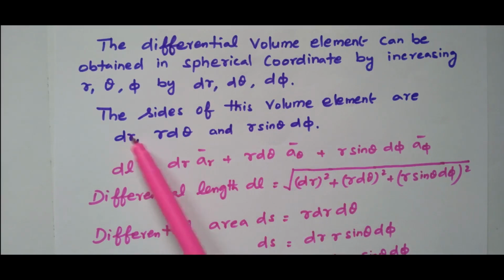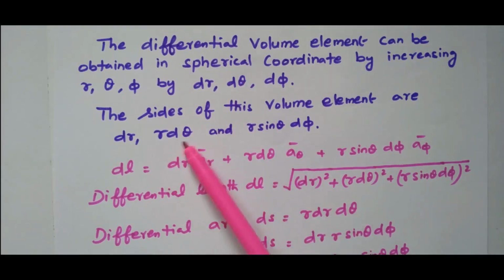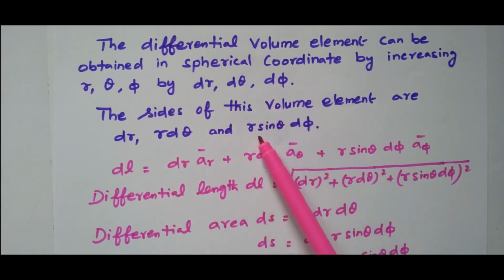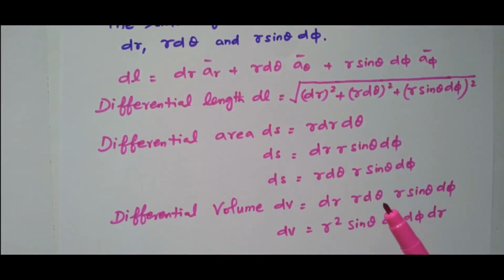So this is length, this is length, this is length, right? We cannot go with an angle, so the equivalent angle is converted into length. d theta becomes r d theta. d pi becomes r sin theta d pi. From these three parameters, we can easily calculate the differential length, volume and area.